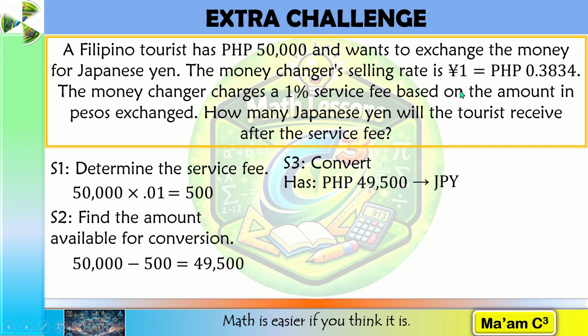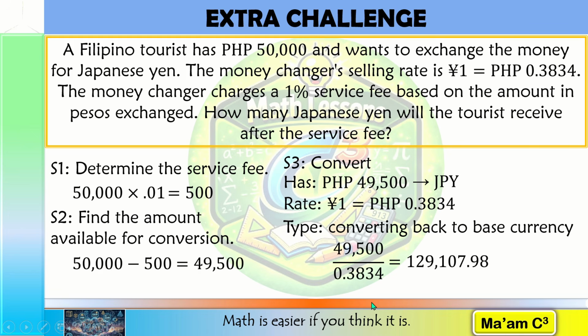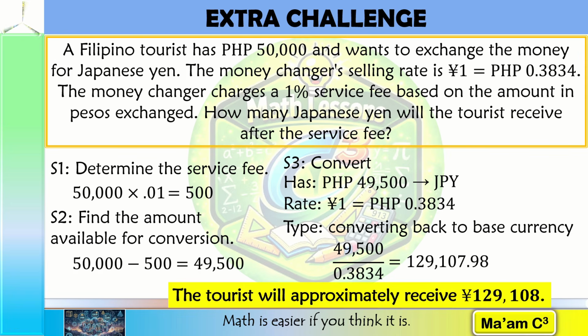The given conversion is 1 yen equals 0.3834 PHP. This is our base currency. Since they are the same, Japanese yen and this is yen, it means we are converting back to the base currency. If that's the case, we are going to divide. So we're going to divide 49,500 by 0.3834. And this is 129,107 and 98 centavos.